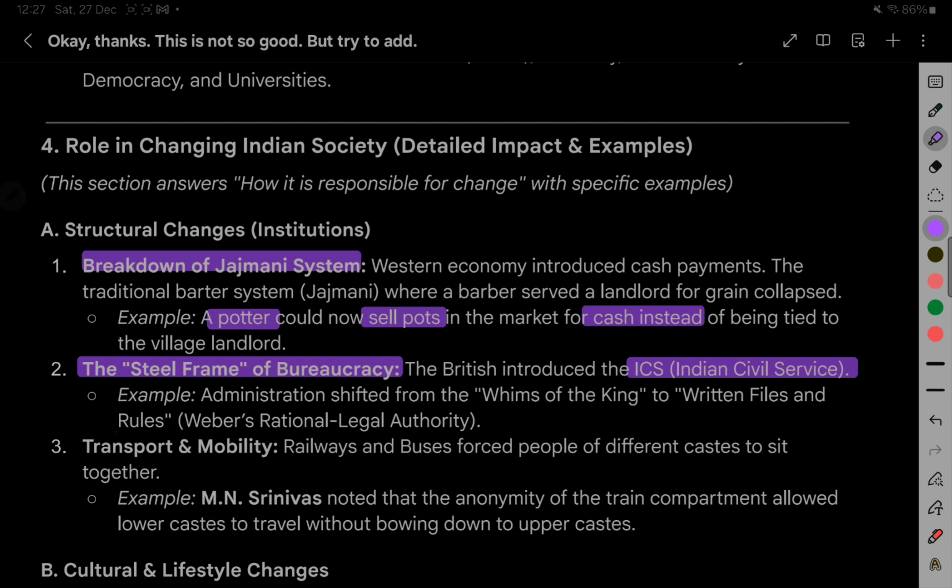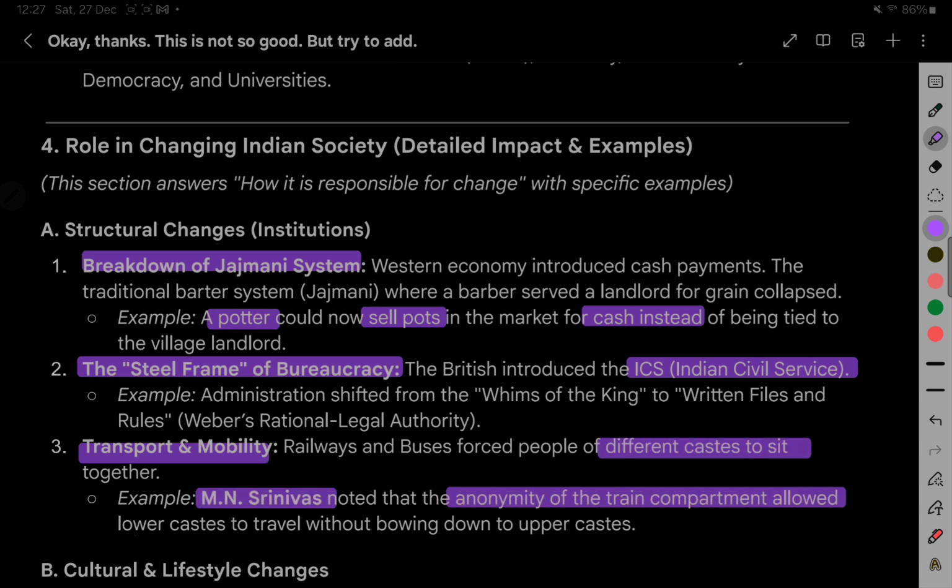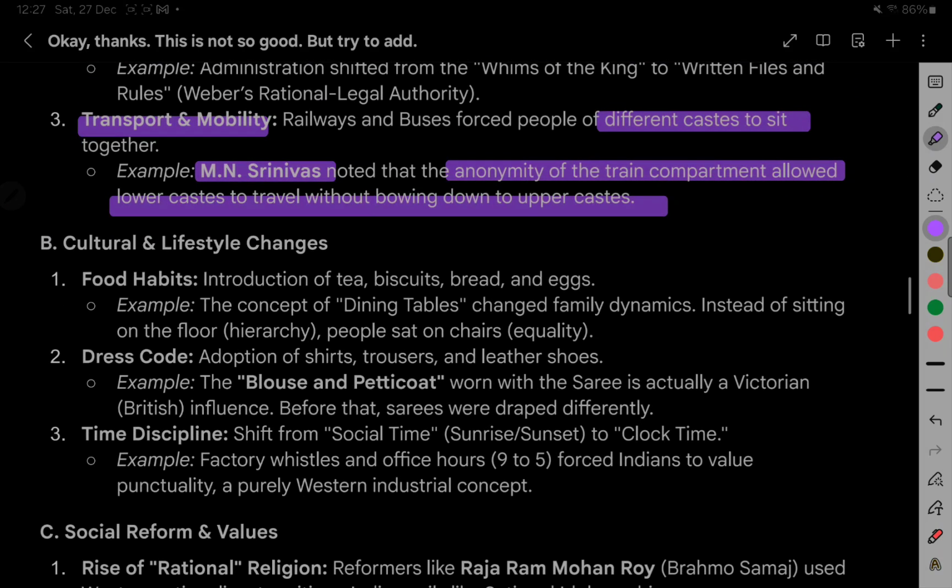Transport and mobility. Railways and buses forced people of different castes to sit together. Example: M.N. Srinivas noted that the anonymity of the train compartment allowed lower castes to travel without bowing down to upper castes. B. Cultural and lifestyle changes.